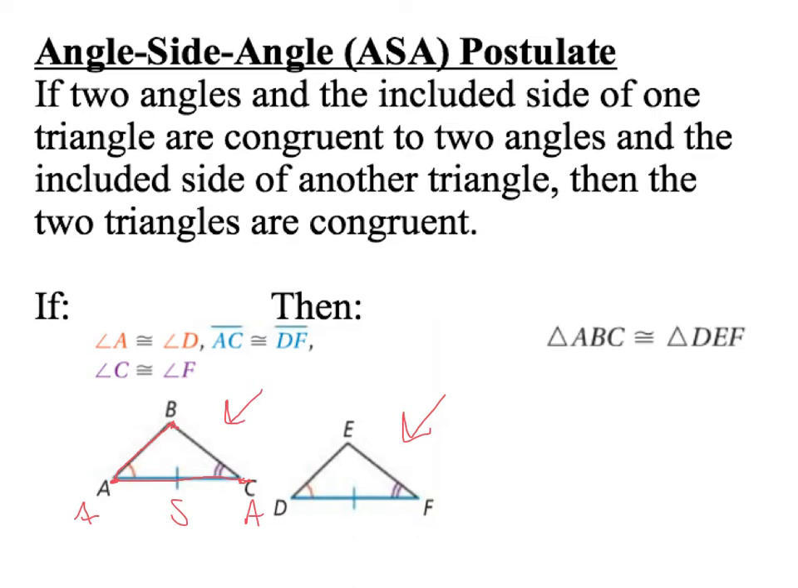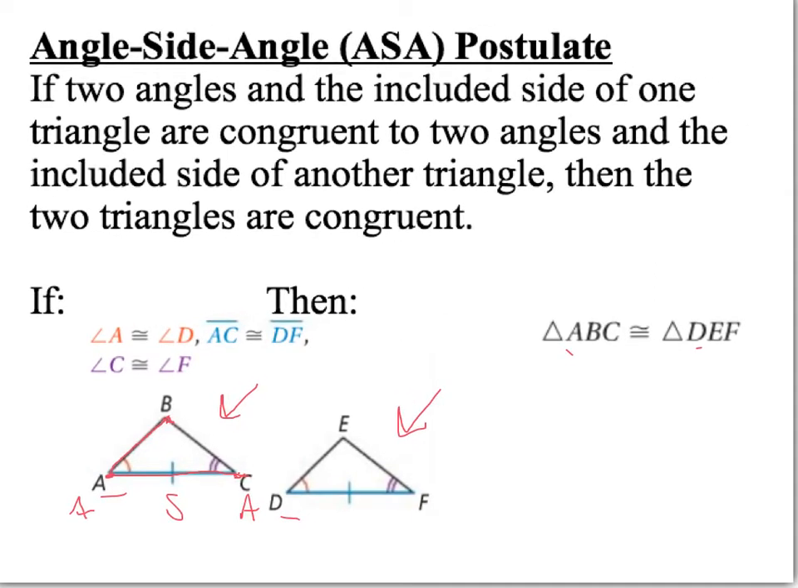So then my congruent statement would be angle A is congruent to D, so A and D go first. AC right here is congruent to DF. If I look, AC is in the same spot as DF, and angle C and F should be in the same spot, which they are, so that would be a good congruent statement.